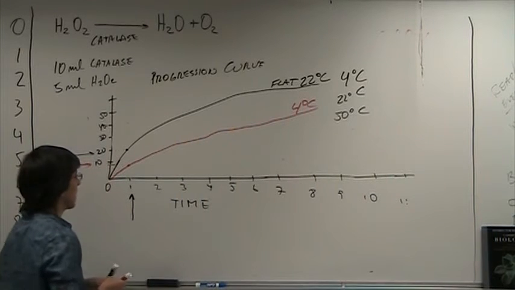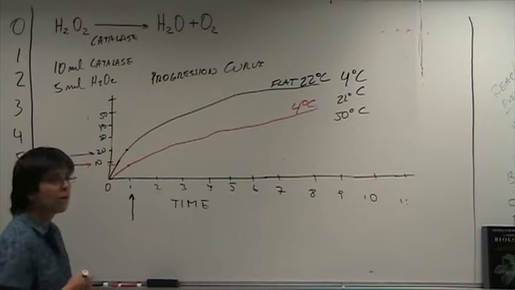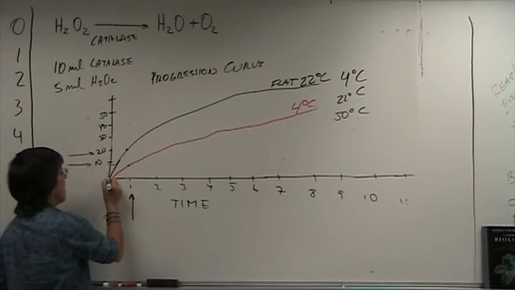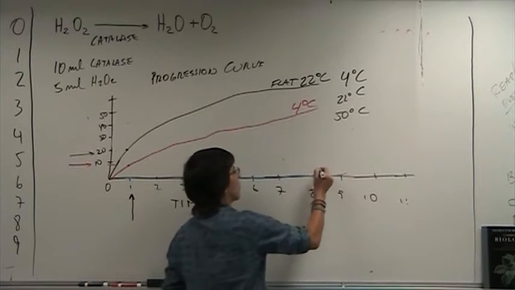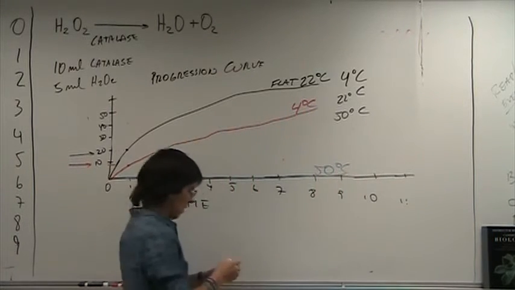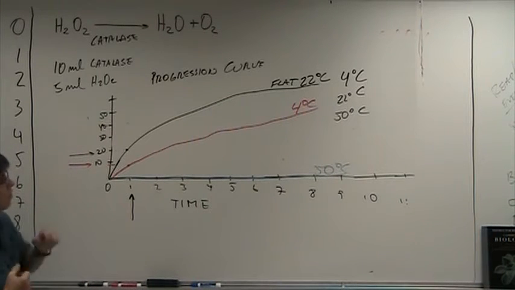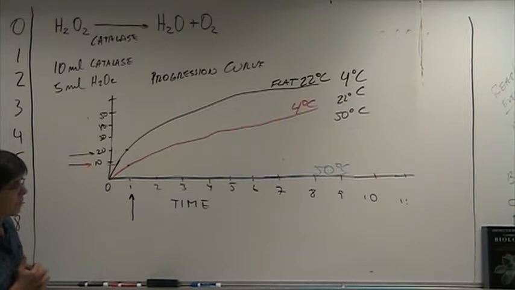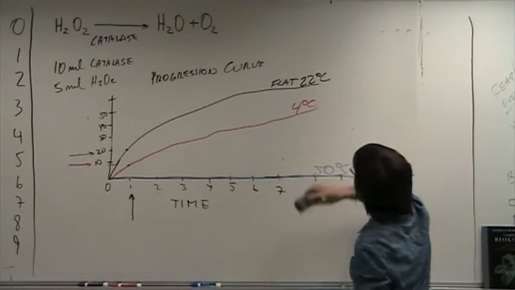It tells you immediately. The other line that we had to do is what happened at 50 degrees. And at 50 degrees, there was absolutely no reaction whatsoever. So you never had any oxygen being produced. So this is kind of the type of curve that, for the most part, you're going to get for temperature. I have a couple of important considerations here.